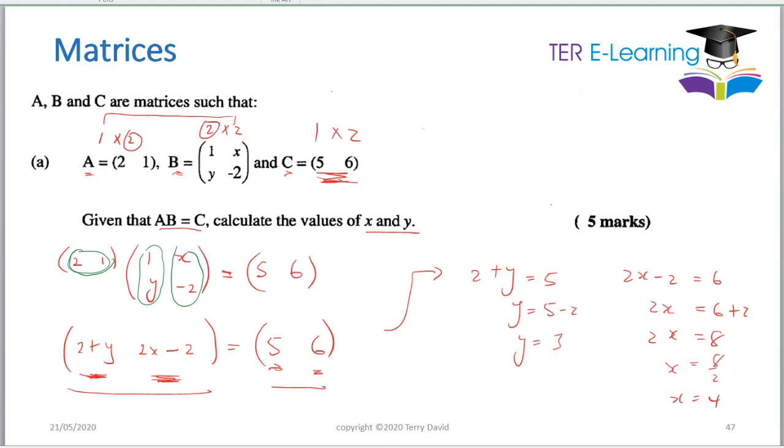So the answers are 4 and 3, right? So 5 marks for this, right? And it didn't require much working, you know. You just need to understand how we multiply the two matrices. So any questions about what I did here?